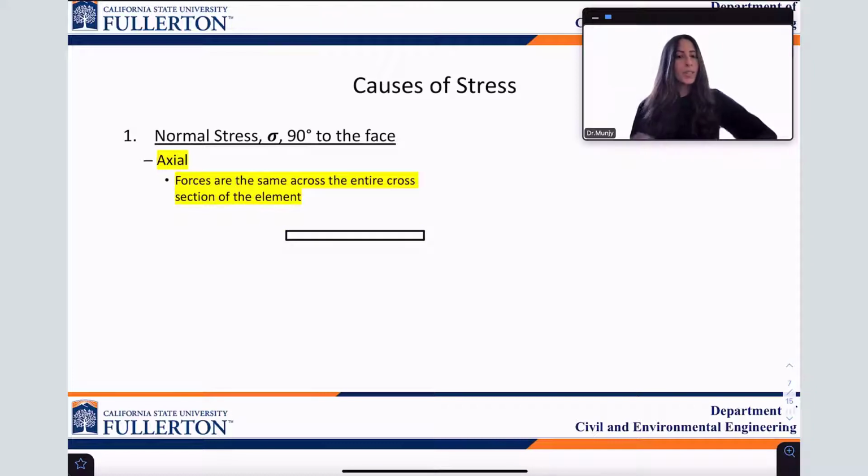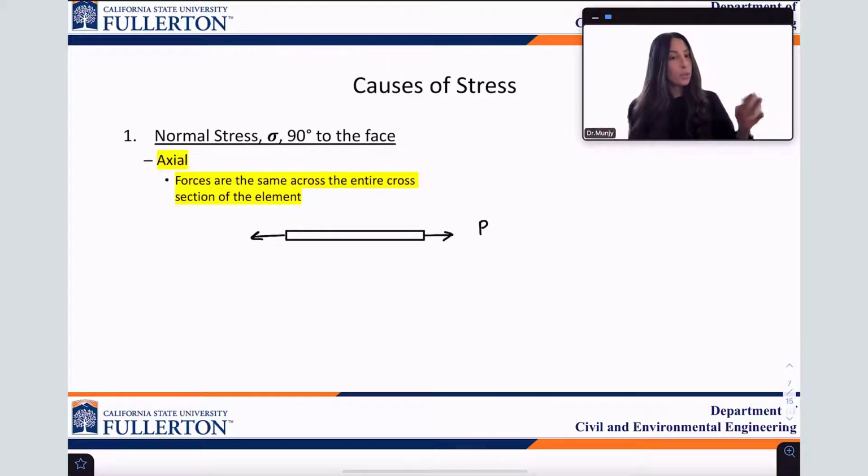So let's consider a bar element, and I've drawn a bar here on the screen for you, and let's say that we pull this bar. Okay, and if we pull this bar, that means this bar is in tension. We can also push this bar, which means it's in compression, but I'm just going to show you one example here as if we're pulling it, which means it's being pulled in tension.